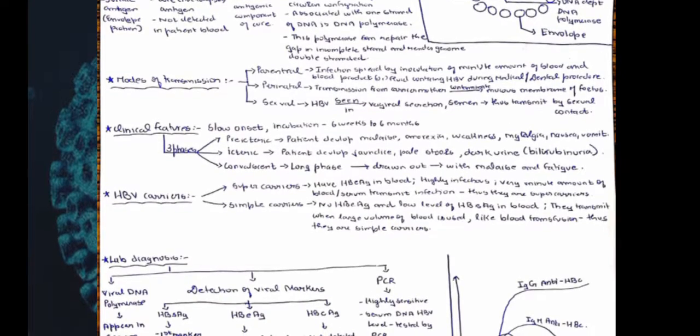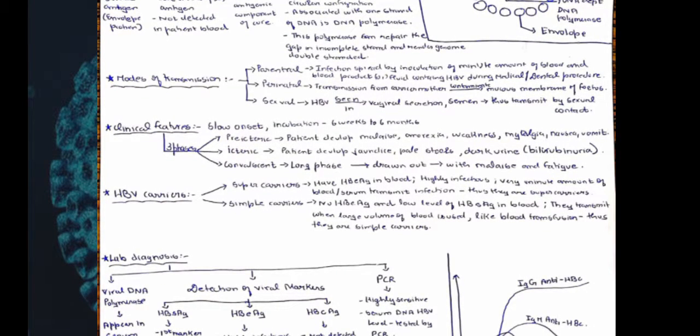Coming on to the mode of transmission. So there are totally three modes of transmission by which hepatitis B can be transmitted. The first one is parenteral, the second one is perinatal, the third one is sexual. So first the parenteral route. The infection spreads by inoculation of a minute amount of blood or blood products or fluid containing HBV during medical and dental procedures.